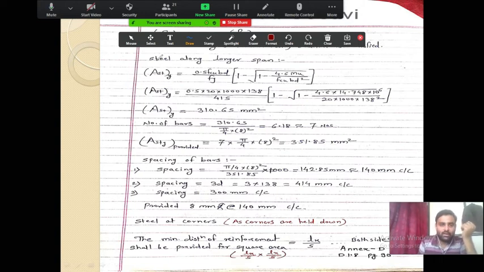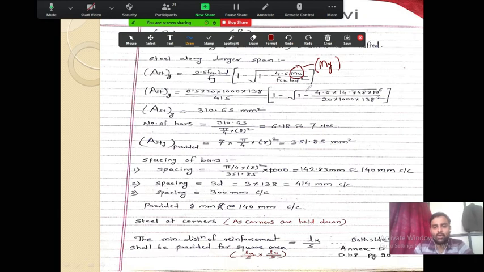We have seen the area of steel in the shorter direction. Now along the longer direction we want to calculate the steel. Again we have written the formula for Ast y, which is the formula to calculate the steel. Here Mu is nothing but My, the moment in the y direction, which we have calculated.